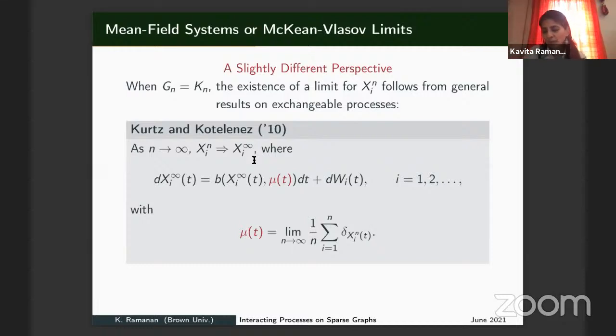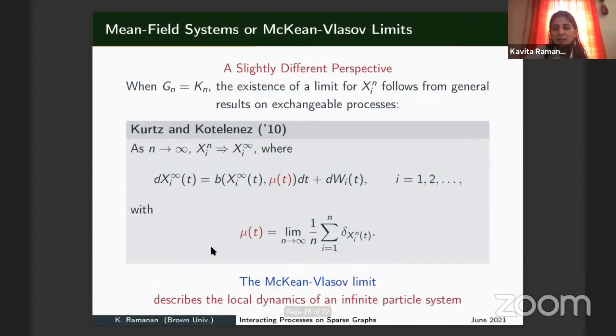And so in some sense, you can think of the McKean-Vlasov limit as describing the local or marginal dynamics of this infinite particle system. It's saying any one of them, its law evolves according to the McKean-Vlasov equation. Yes? Okay. Anyway, it's good to have both of these perspectives.